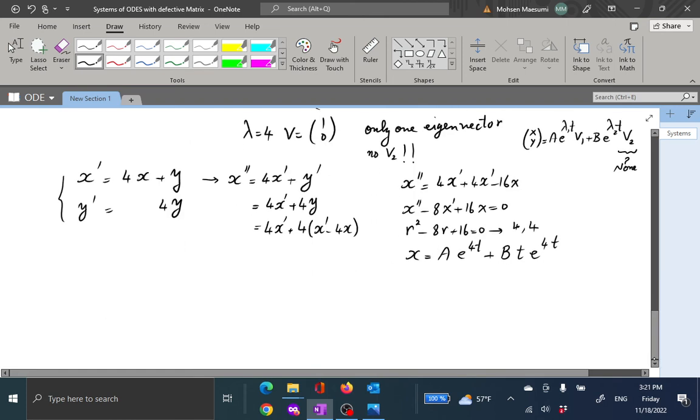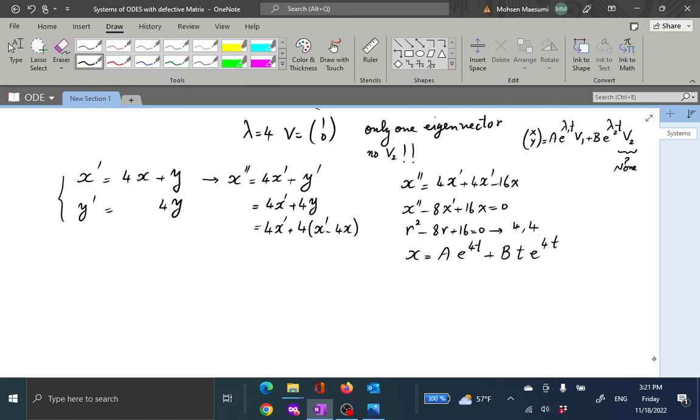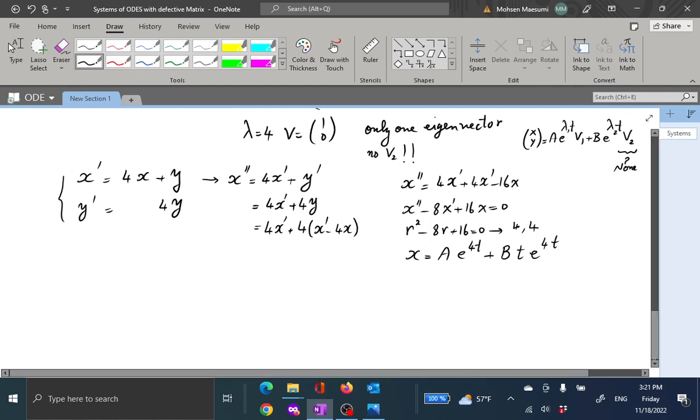Okay, I got my x easily without too much pain. How about y? Well, the best thing to do is take this, plug it back here, and get your y out of that. So I say y, according to the first equation, is x prime minus 4x. If I just plug it in, I don't need to solve any equation or anything. I just take a derivative of what I had.